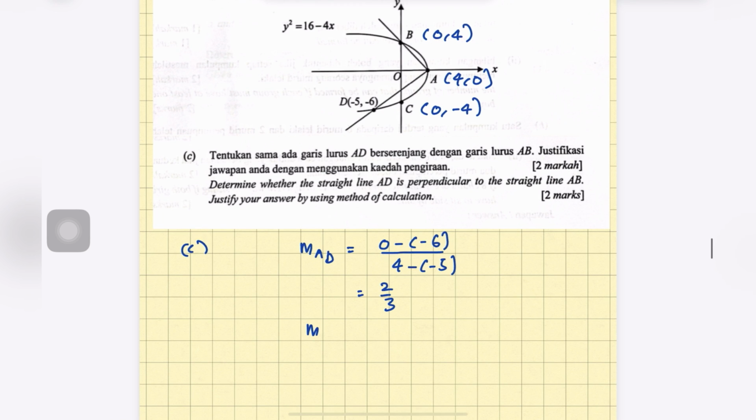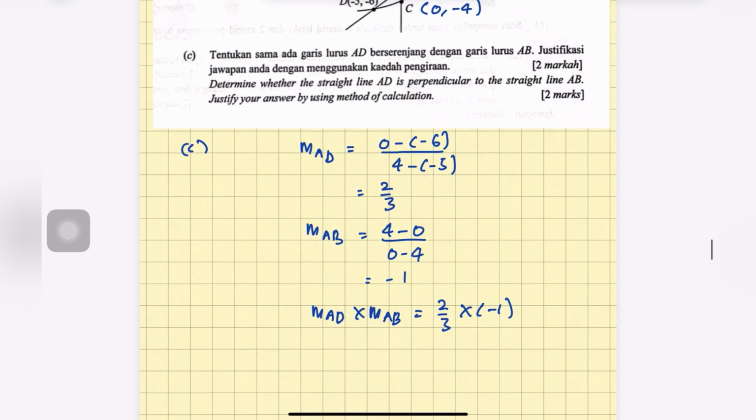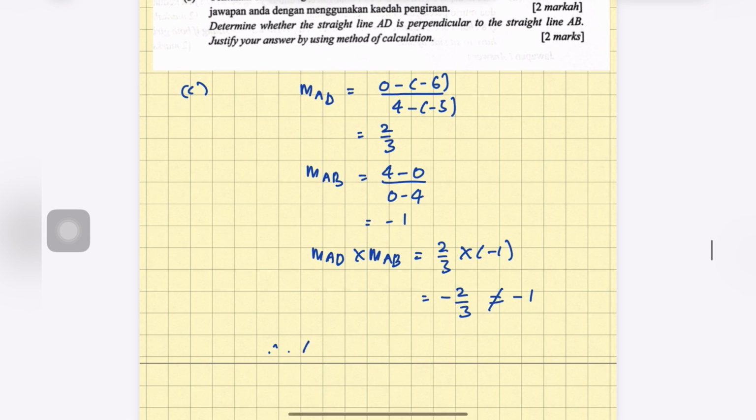Then find the gradient of AB. So 4 minus 0 over 0 minus 4. So this one is -1. Then m_AD times m_AB equals 2 over 3 times -1, so this one is -2 over 3. Okay, -2 over 3 is not equal to -1. So therefore AD is not perpendicular to AB.